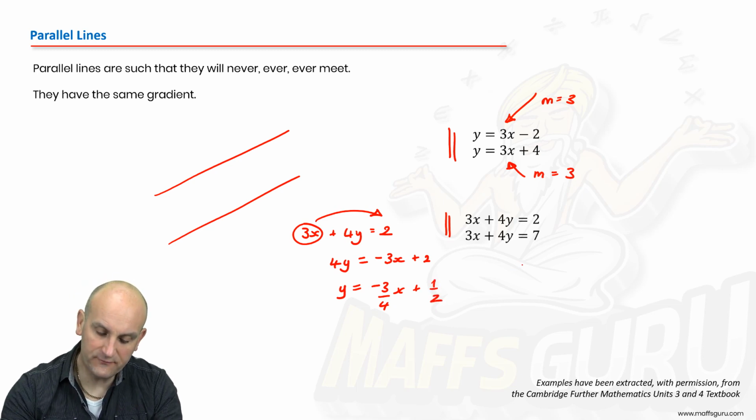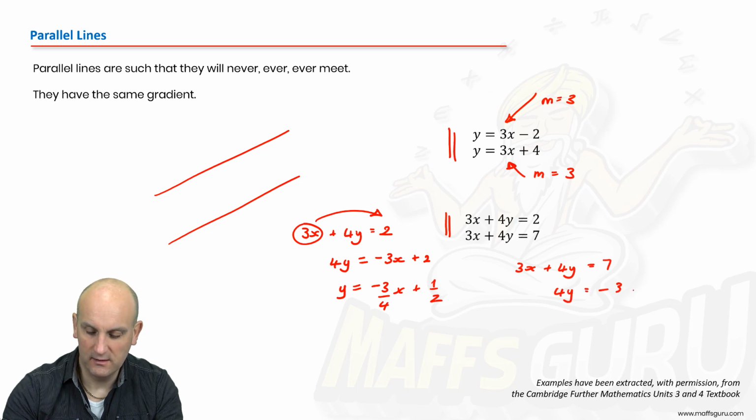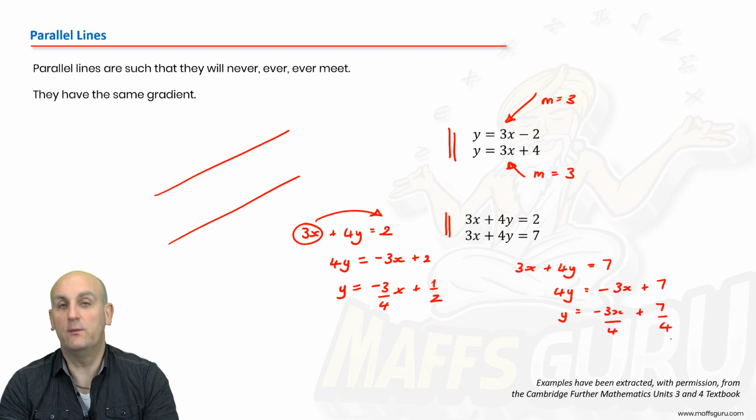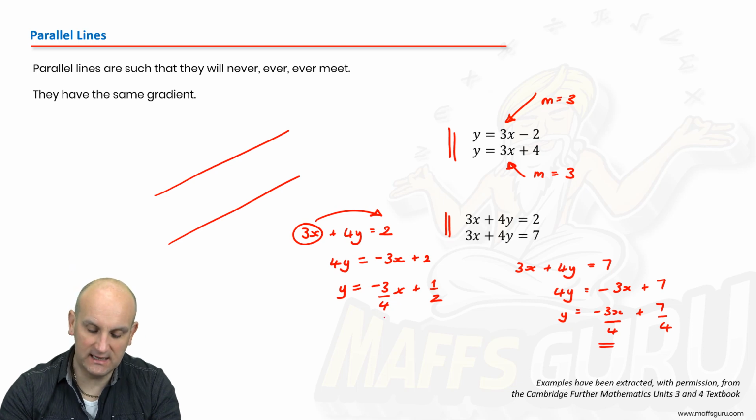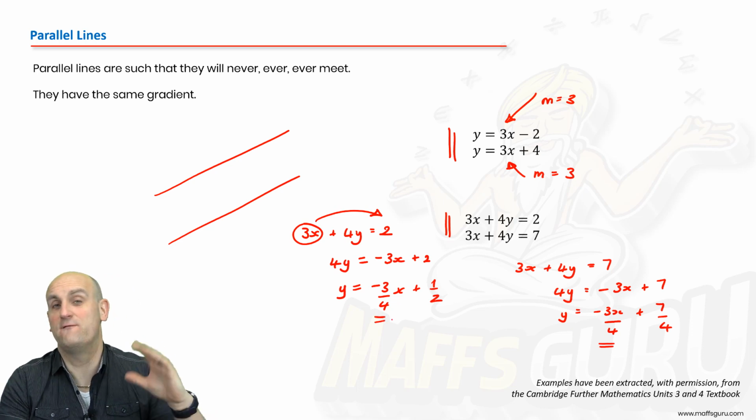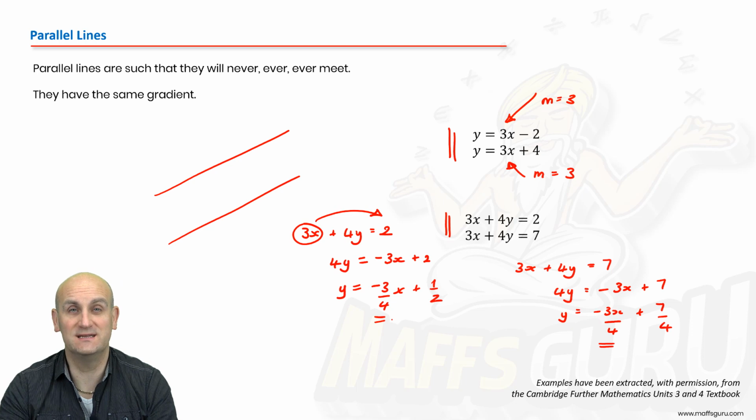And likewise, if I have 3x plus 4y equals 7, then what do I have? So I'm going to have 4y is equal to minus 3x plus 7, and y becomes equal to minus 3x on 4 plus 7 on 4. Now, what do we notice here? Yes, the gradients here are exactly the same. Now, that's a lot of faffing around and a lot of work, isn't it? Yes? Well, actually, there is another shortcut here.